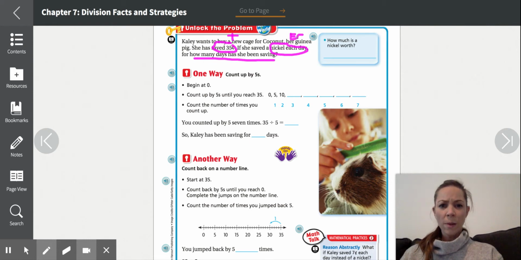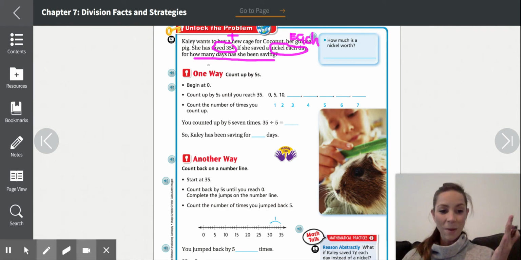Now here's the only problem with this. You have to know something about nickels to figure out what number goes with this, how many in each. A nickel, if you remember, is 5 cents. So she's going to save 5 cents each day until she gets to 35. And we're going to have to figure out how many days she's been saving to buy her guinea pig.